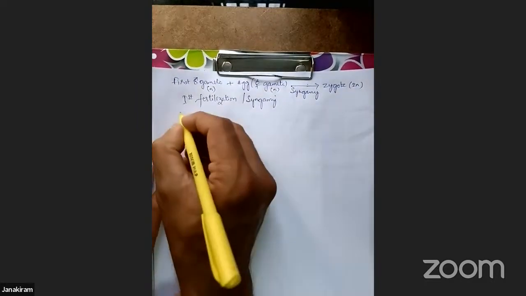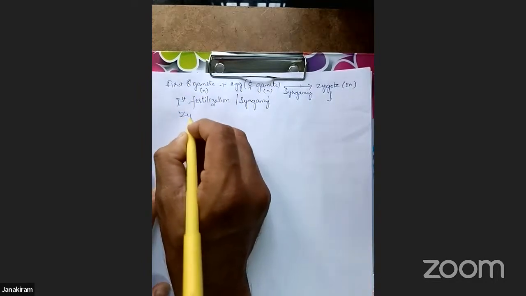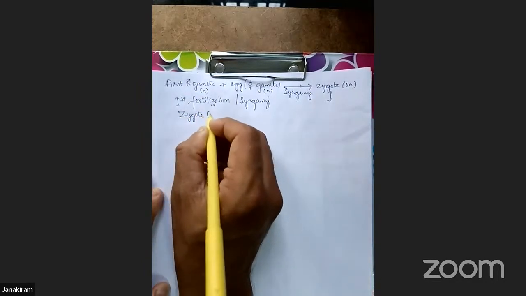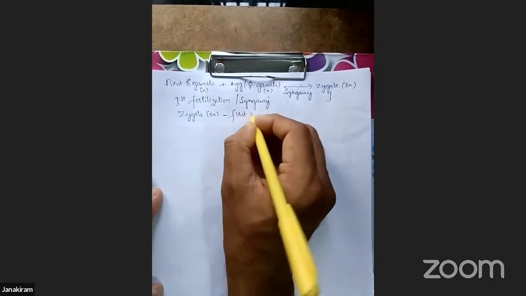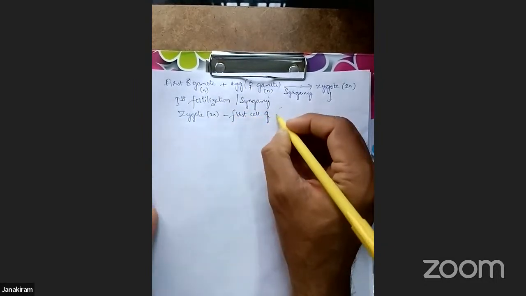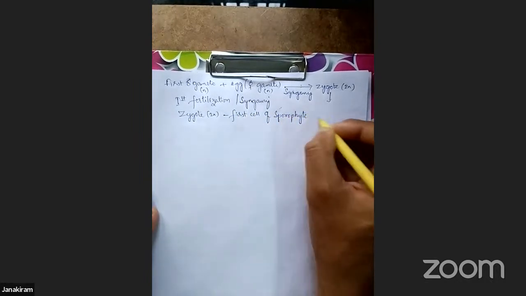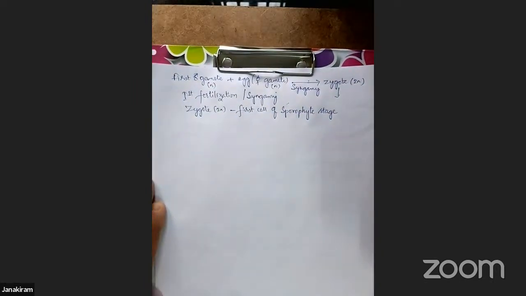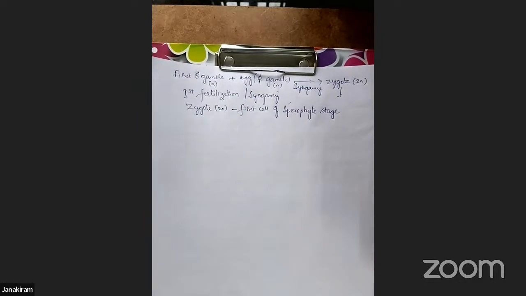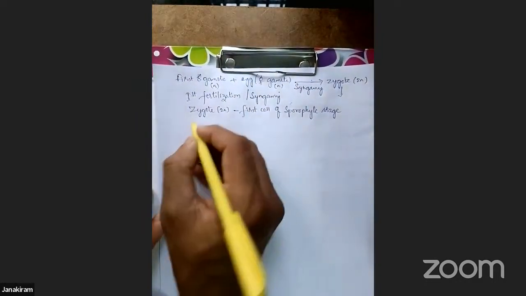And this zygote that has been formed here is the first cell of the sporophyte generation. From there, the next generation of the plant body will be produced. That's why we call it the first cell of the sporophyte stage.